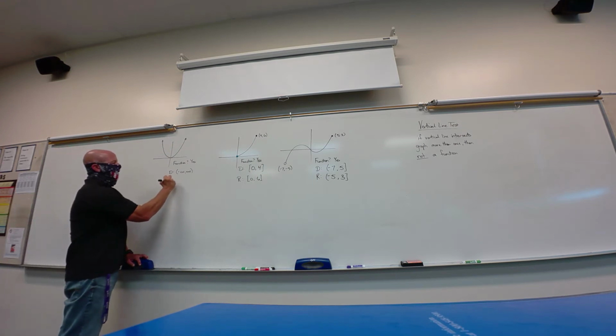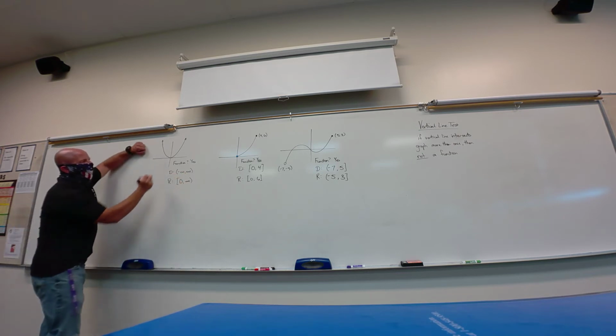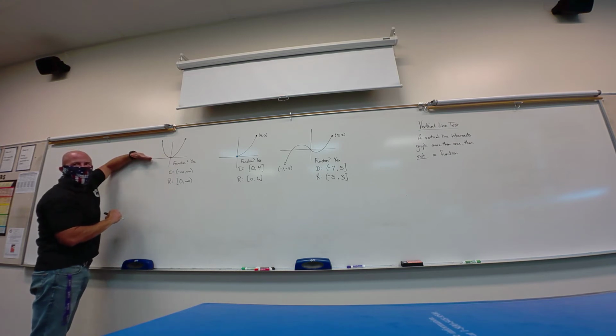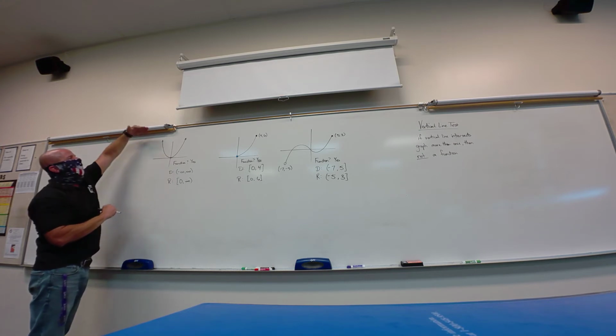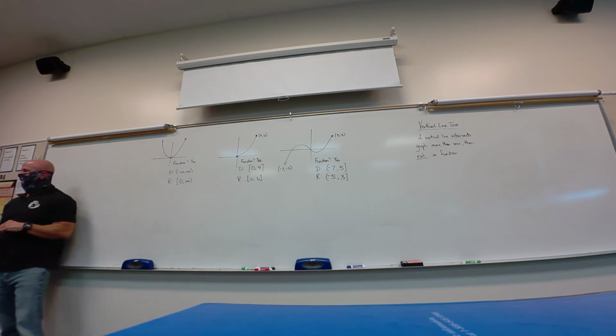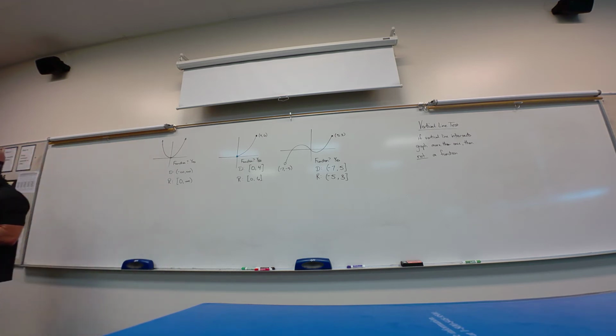Range, 0 to infinity. Bracket on the 0. So I'm going right through the origin here. So there's my smallest y value. And then the arrows are going up, so it keeps going forever. Are you okay with that?